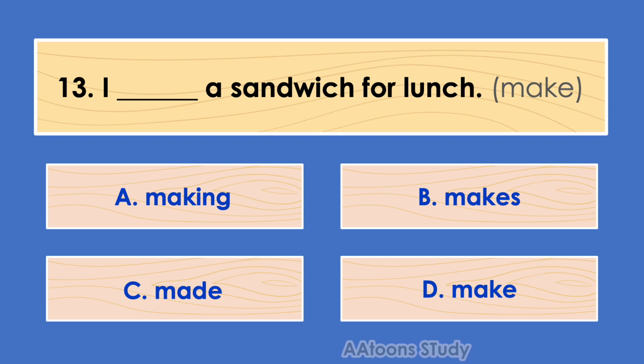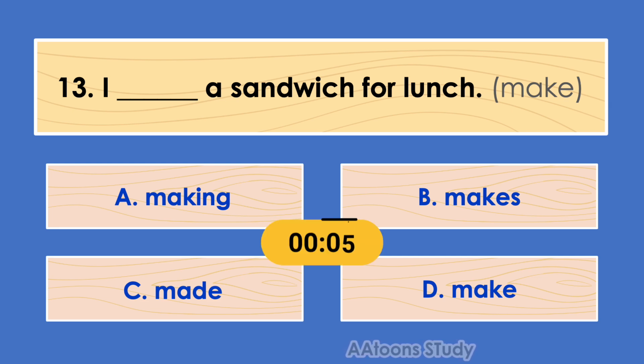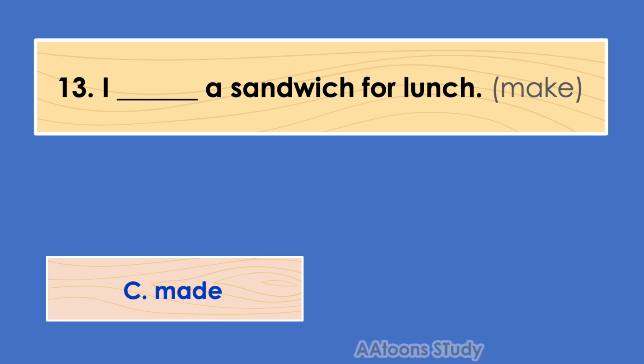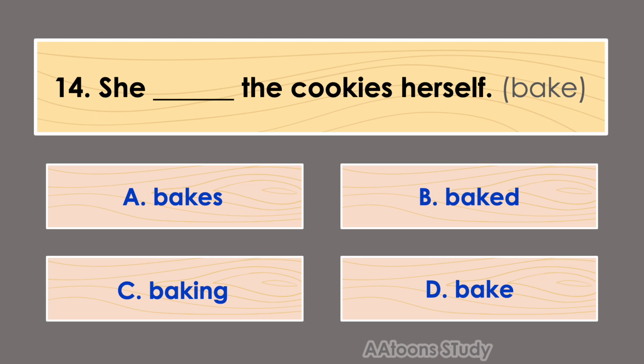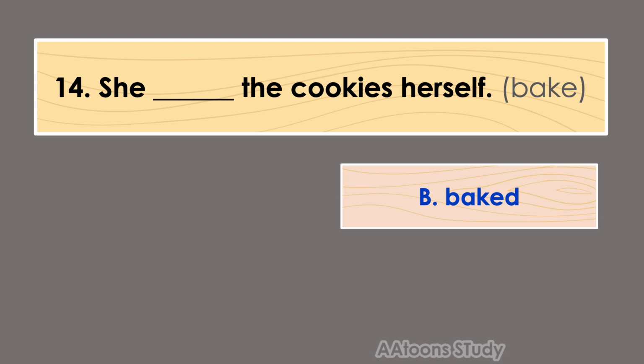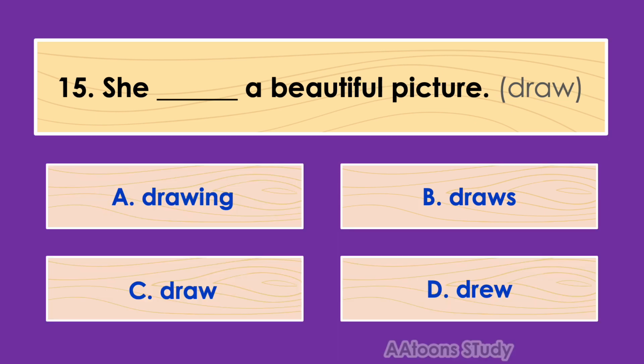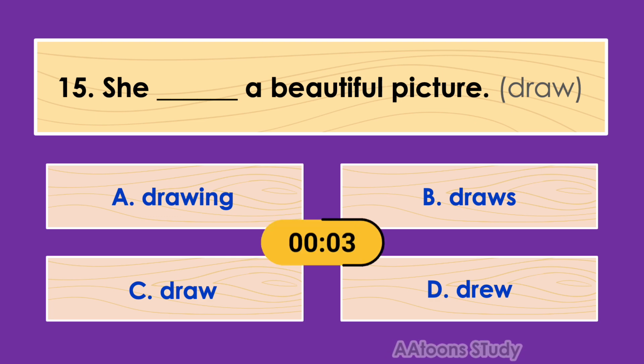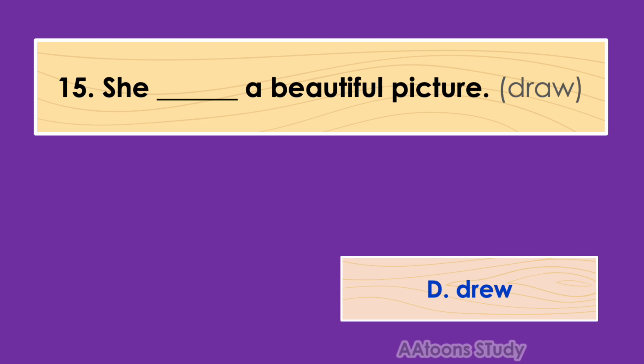I ___ a sandwich for lunch. Made. I made a sandwich for lunch. She ___ the cookies herself. Baked. She baked the cookies herself. She ___ a beautiful picture. Drew. She drew a beautiful picture.